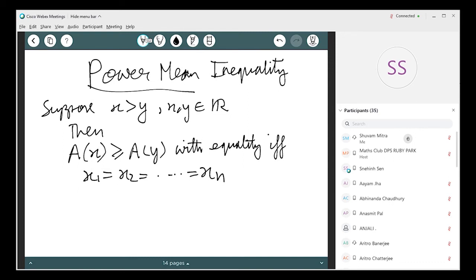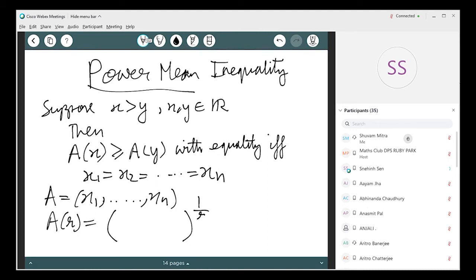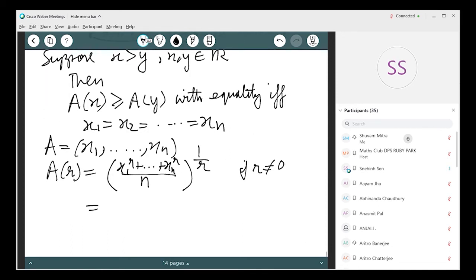Let me just recall the notation. A is equal to x1, ..., xn. AR is equal to 1 by r, x1 to the power r plus dot dot dot plus xn to the power r, divided by n, if r is not equal to 0, and is equal to the GM, that is the nth root of x1 to xn, if r is equal to 0.